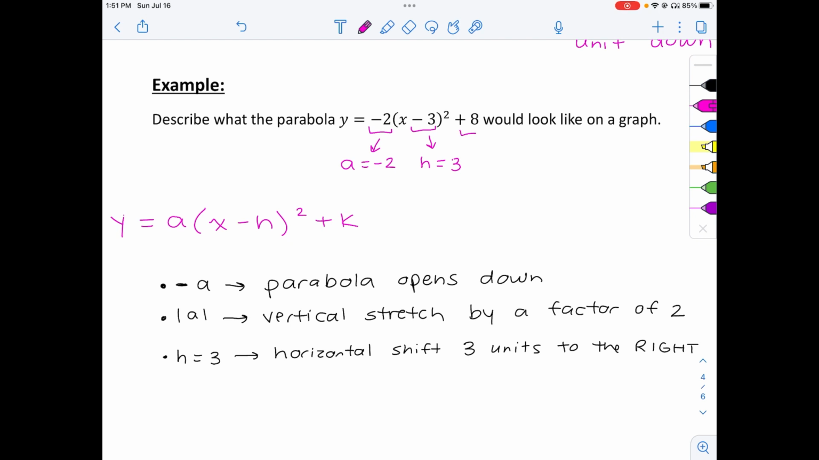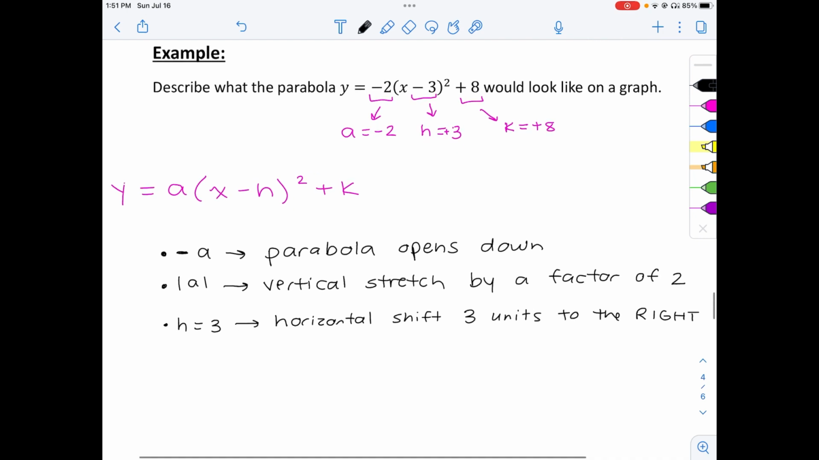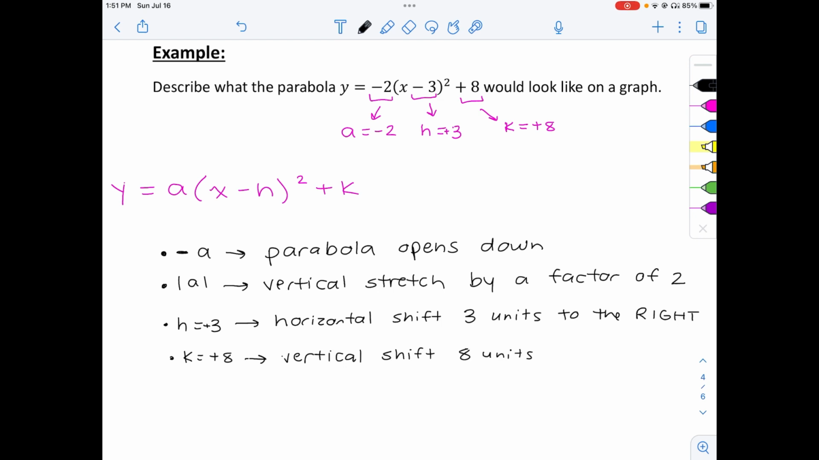And the last thing we're going to look at is the k value. Again, this one you don't need to worry about flipping the sign, so k is just +8. So that would tell us that there is a vertical shift. Oh, sorry, let me write the number that's telling me this here. So k equals +8 tells me there's a vertical shift 8 units up. Okay, so in this parabola, there are 4 things happening, right?